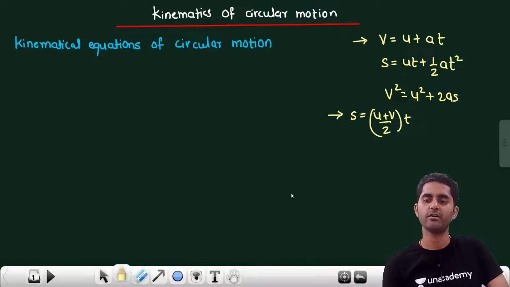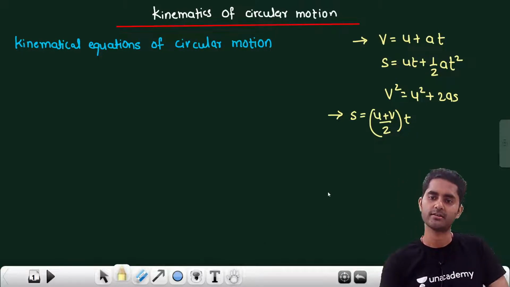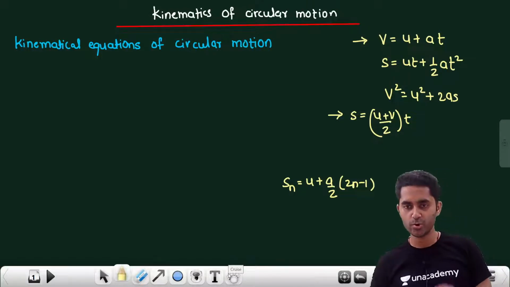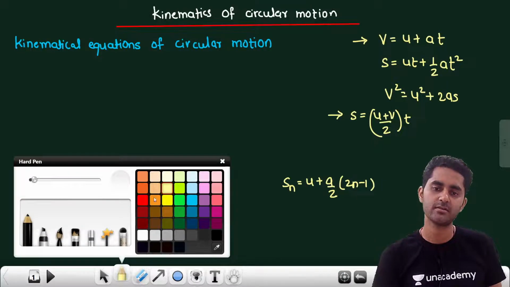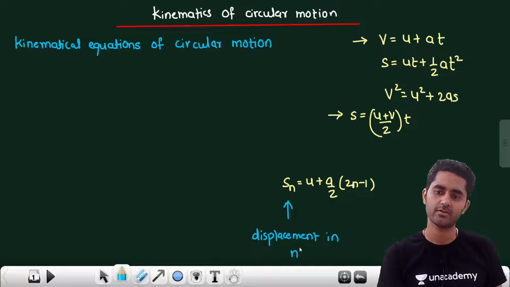And one more equation we have that I'm going to write over here because you may not see it. Sn is equal to u plus a by 2 into 2n minus 1. I hope it is visible. Now actually this is the displacement in nth second. What do you mean by displacement in nth second?